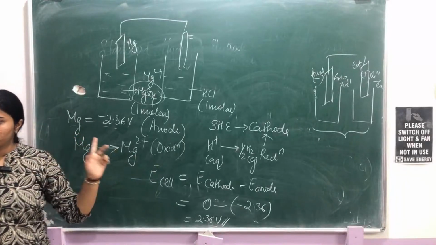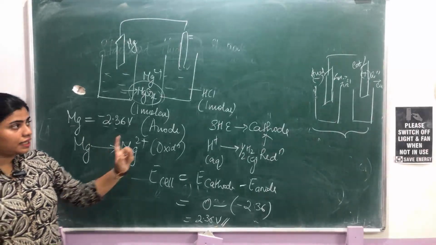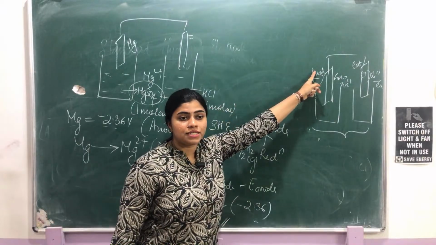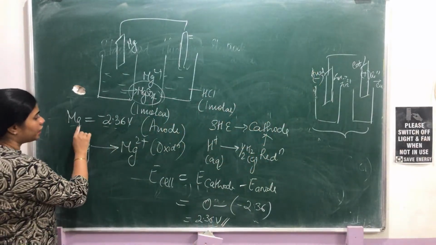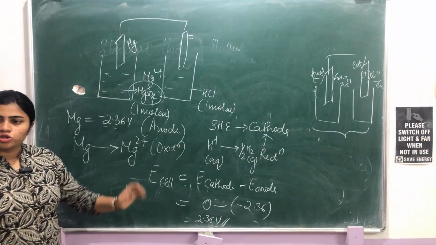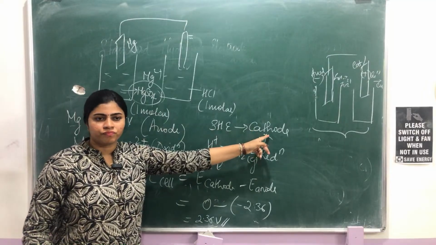What is the peculiarity about this value? It is negative. And whenever any species is negative, we know that negative comes under which place? Anode. So by this assumption, the scientists took magnesium to be the anode. So who becomes the cathode? Standard hydrogen electrode becomes the cathode.